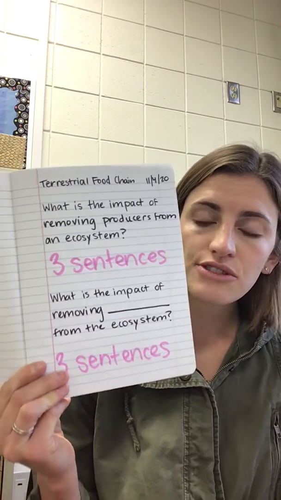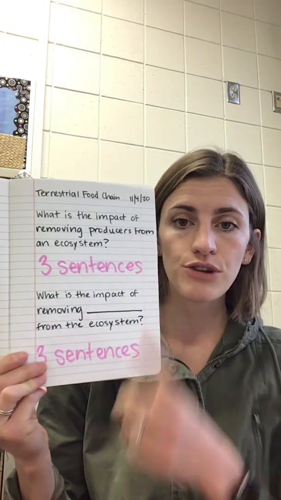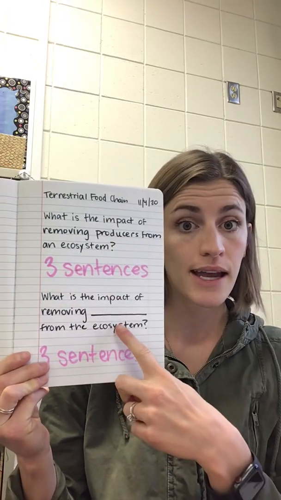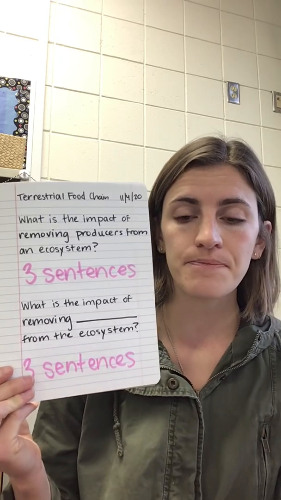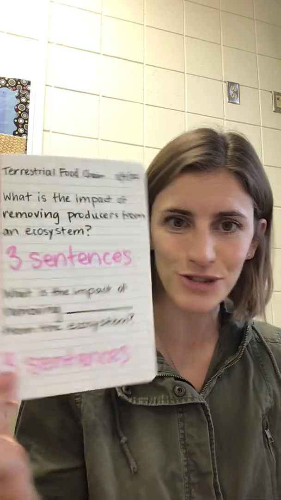Once you have answered these 2 questions and thought about how an ecosystem might change if you remove producers and another piece of the ecosystem, take a picture of your entry and submit it to the assignment in Schoology.